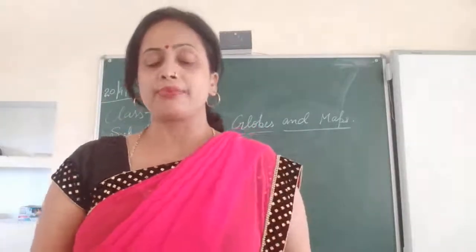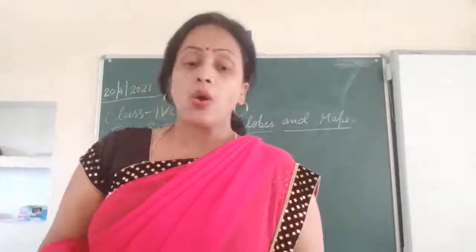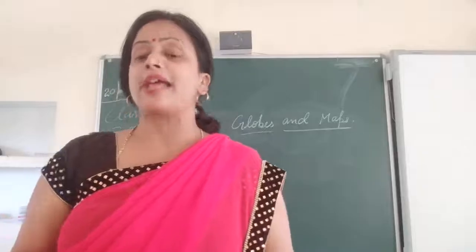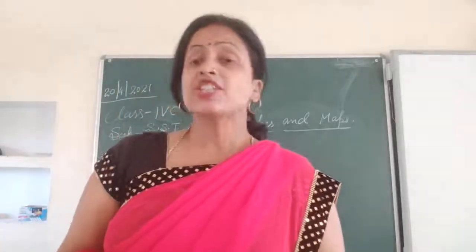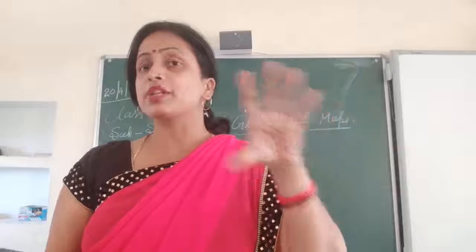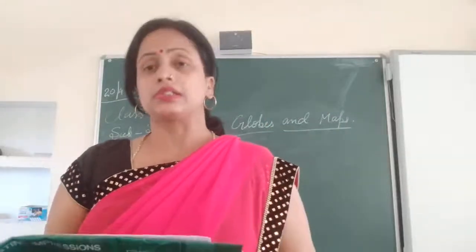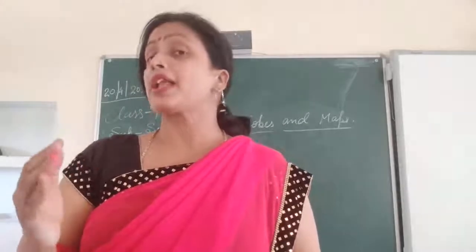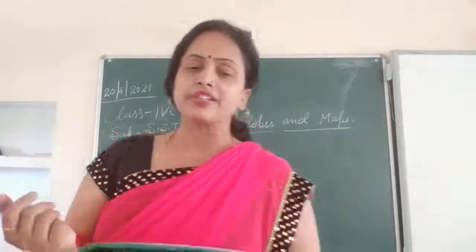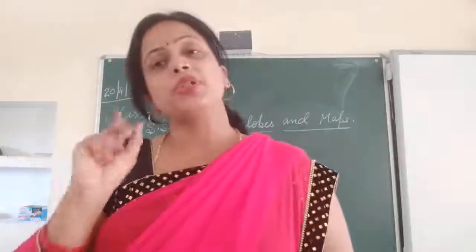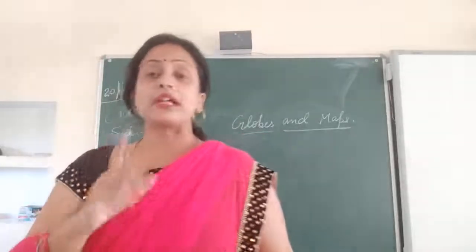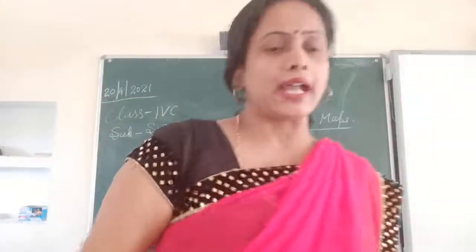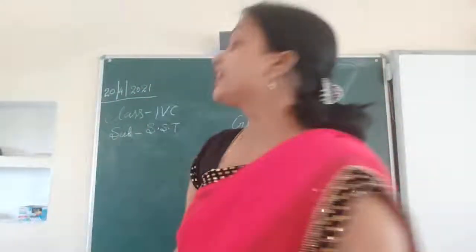So what is a map? A map is a representation or a drawing of the earth or a part of it on a flat surface, such as paper. Maps are of different types. What are those types? Physical map, political map, and thematic map.